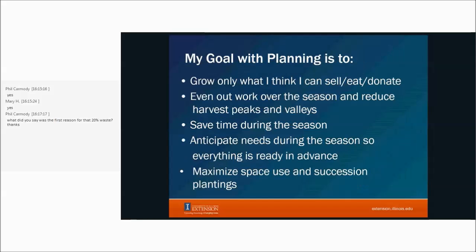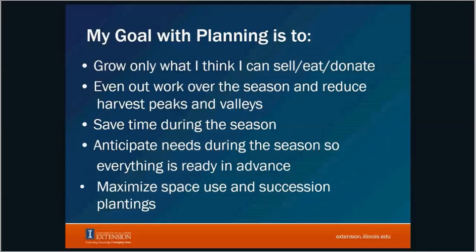So in terms of some goals that you should have with planning, these are some things you should think about. It's important to plan and try to forecast and grow only what you think you can sell if you're a producer, eat if you're doing this just for home use, or donate, in the context of the Share the Harvest group that I've been working with, in terms of produce that you can donate.